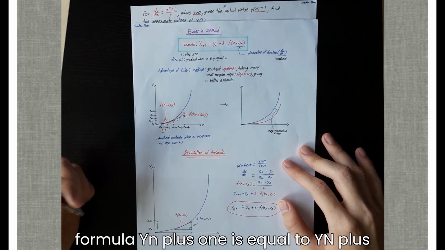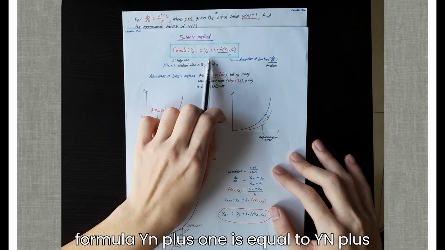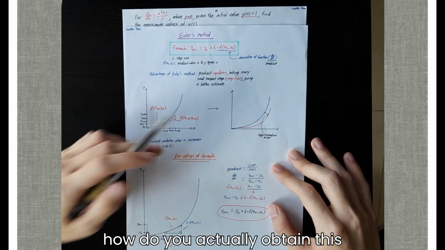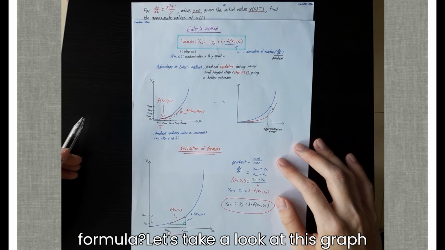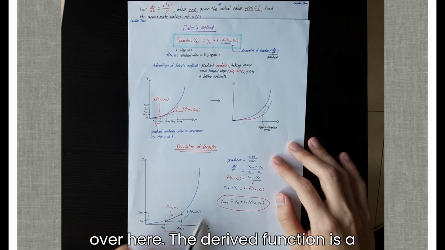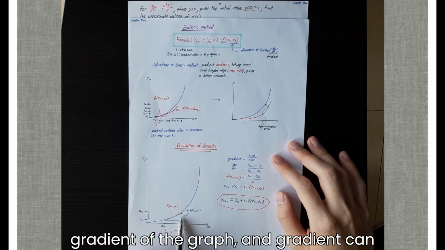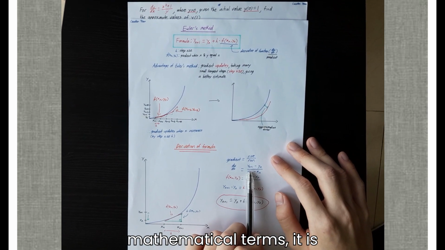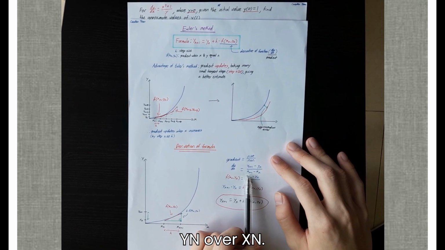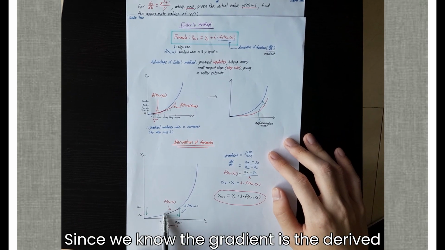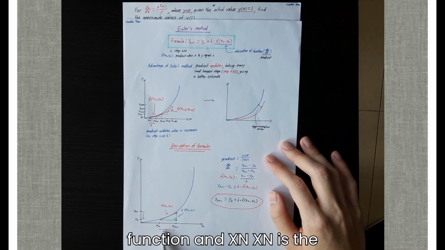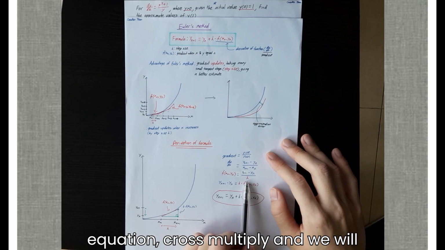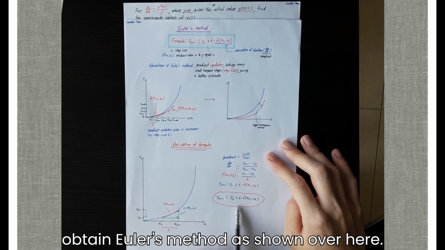Euler's method has a formula: y_(n+1) is equal to y_n plus h times f(x_n, y_n). But how do you actually obtain this formula? Let's take a look at this graph over here. The derived function is the gradient of the graph, and gradient can be found using rise over run. In mathematical terms, it is (y_(n+1) minus y_n) over (x_(n+1) minus x_n). Since we know the gradient is the derived function, and x_(n+1) minus x_n is the step size h, we simply plug this into the equation, cross multiply, and we will obtain Euler's method as shown over here.